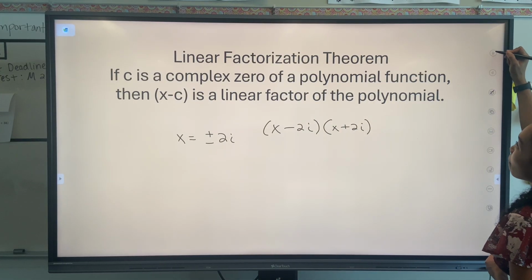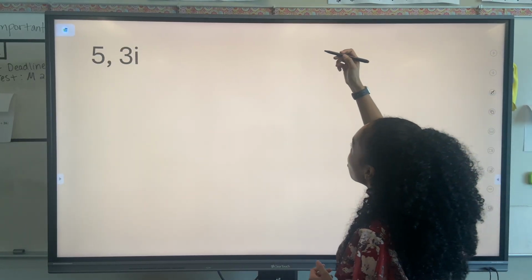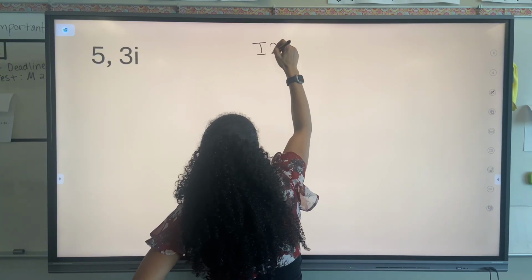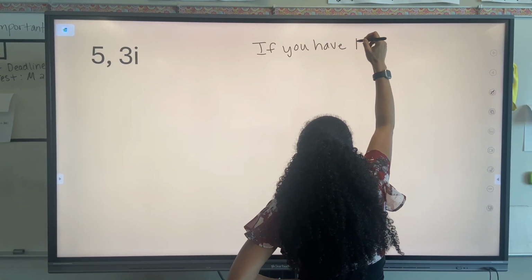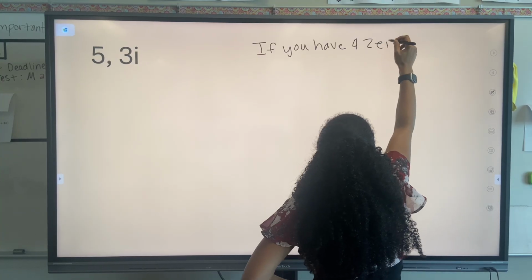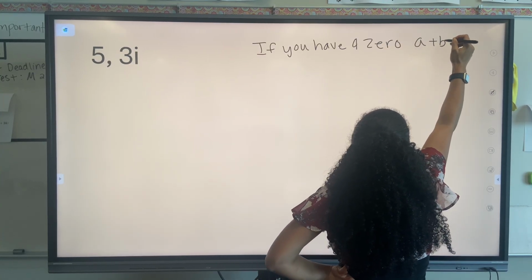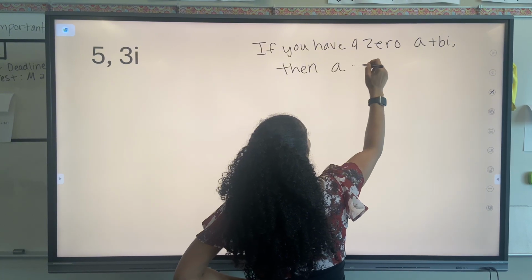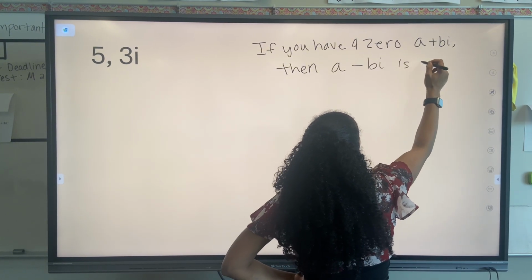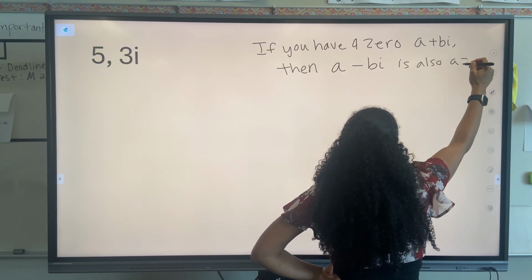So, before we start, if you have a zero, a plus bi, then a minus bi is also a zero.